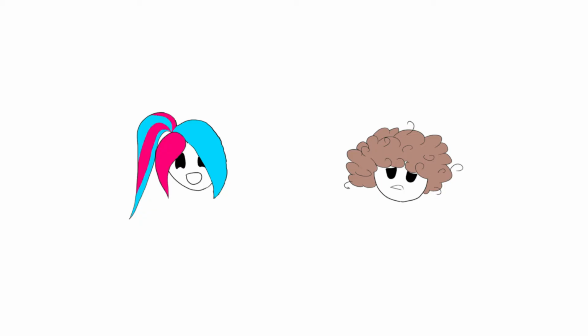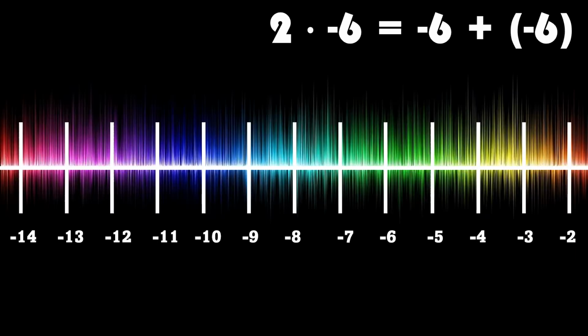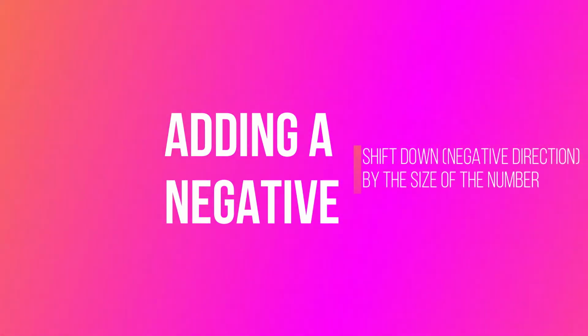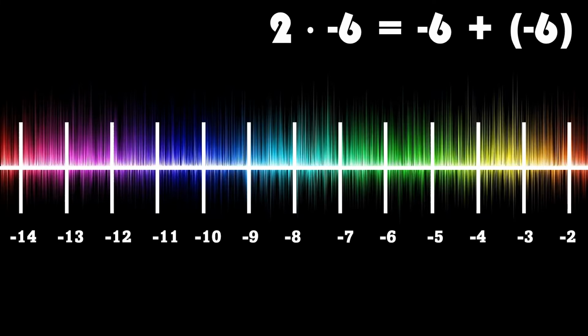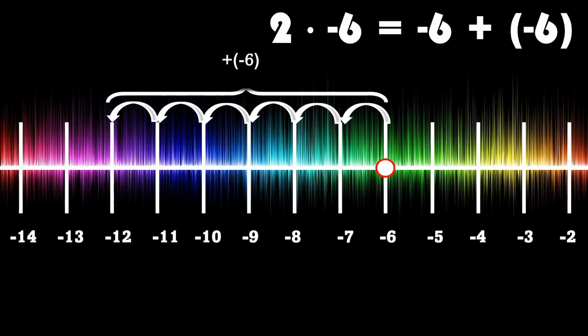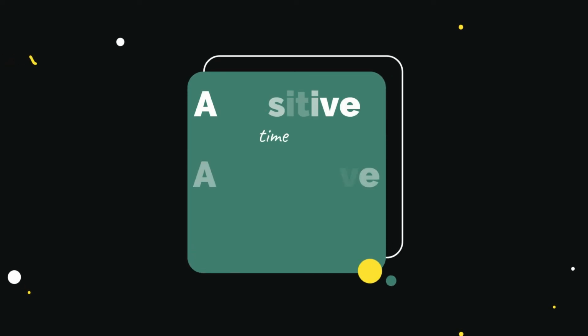Let's consider what happens when we multiply a positive with a negative. If I asked you to depict 2 times 6 on the number line, you could add 2 6s together by starting at 6 on the number line and then adding another 6. If I asked you to depict 2 times negative 6, how would you deal with this? Because multiplication is repeated addition, this is the same thing as adding 2 negative 6s together. If you recall from the last video, adding a negative is the same thing as shifting down by the size of the number. So 2 times negative 6 means that we start at negative 6, and then shift 6 units to the left, which takes us to negative 12. Thus, we can see that 2 times negative 6 is negative 12. This demonstrates to us that a positive times a negative is a negative.